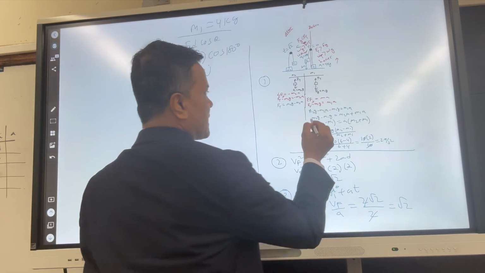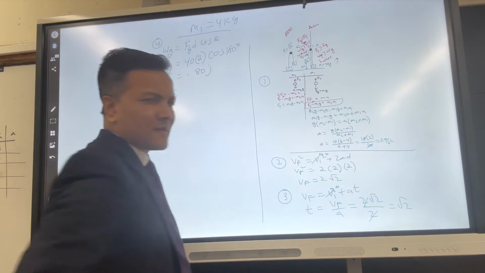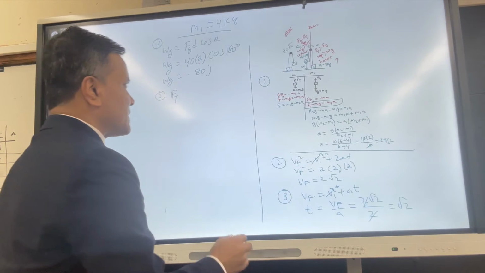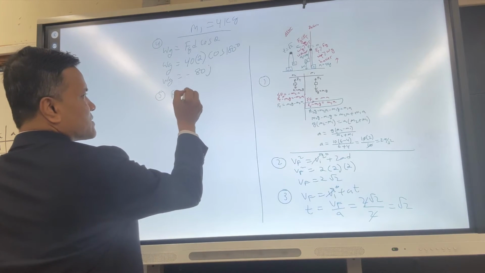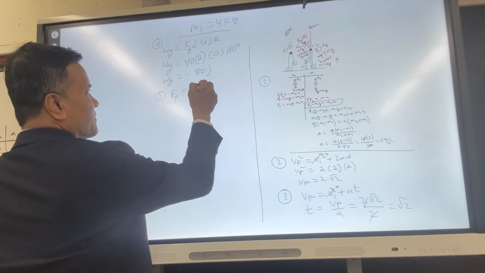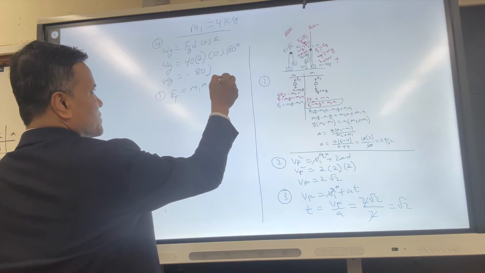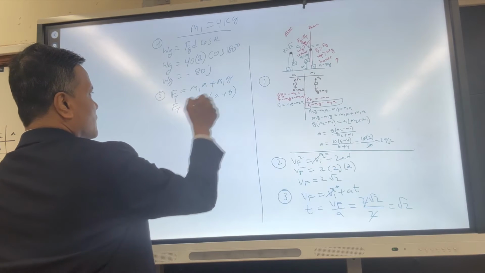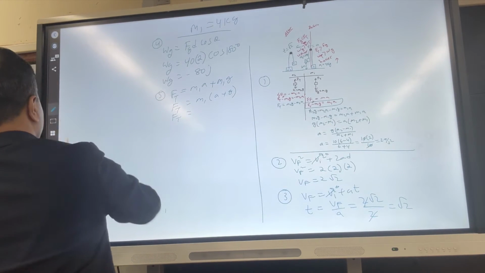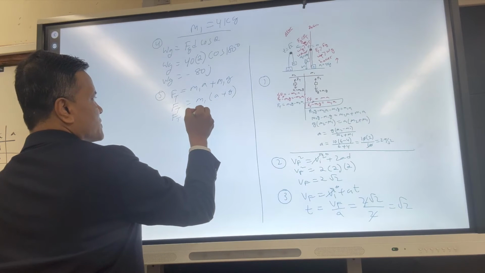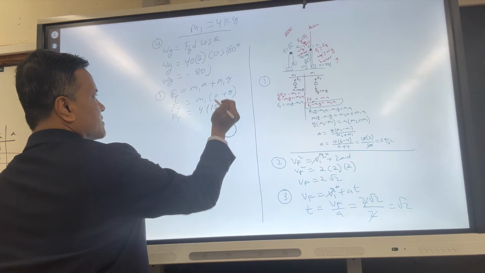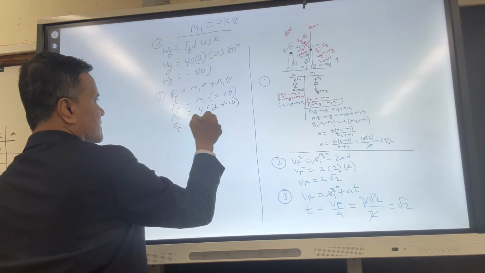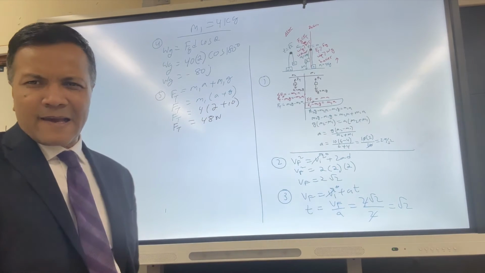Problem 5, Ft on mass 1. Ft on mass 1 is directly this one. If I put you in box number 1, you will feel heavier. That means I'm going to use this one. Ft is equal to m1a plus m1g. So Ft is equal to m1 times a plus g. So Ft is equal to what? M1 is 4, a plus g is 2 plus 10. So 48.